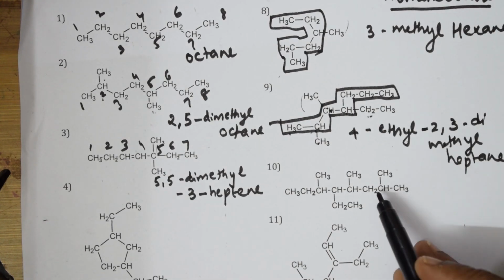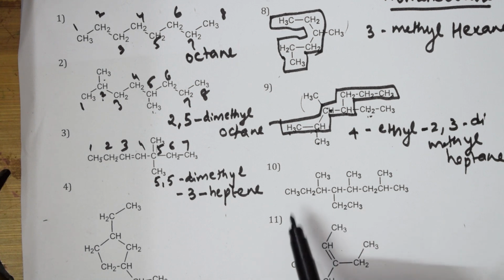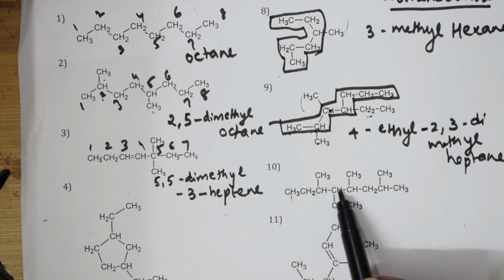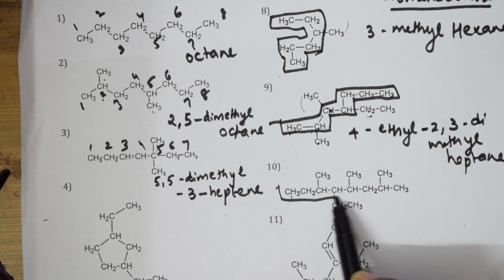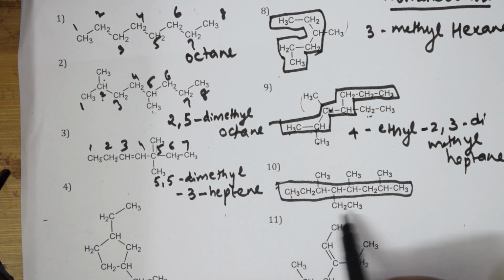Suppose if I have to name this compound. Okay, right, let's start. Again you need to see the longest chain. Now here the longest chain is straightly given, not a problem. 1 2 3 4 5 6 7 8 octane. So I'm going to take this as the longest chain. Now number the groups.